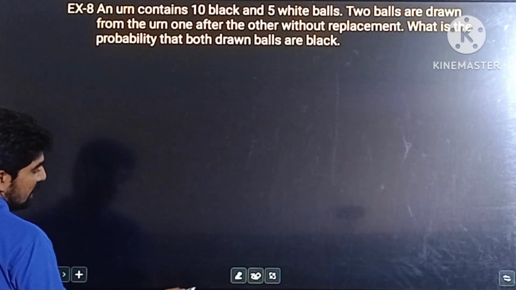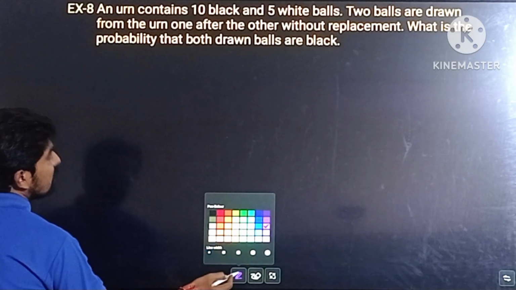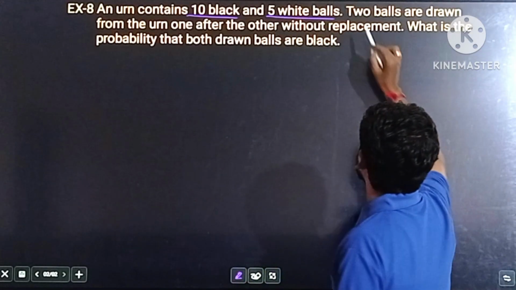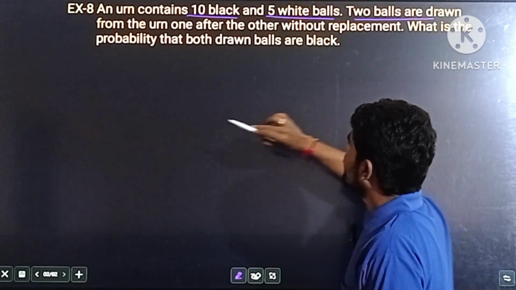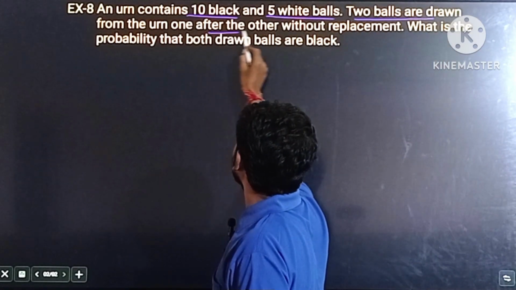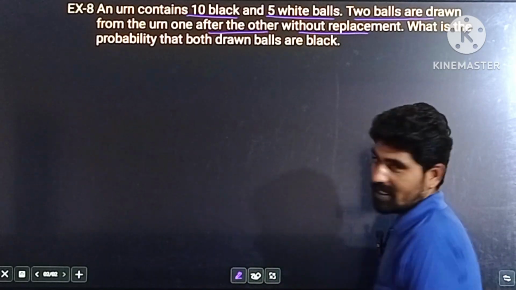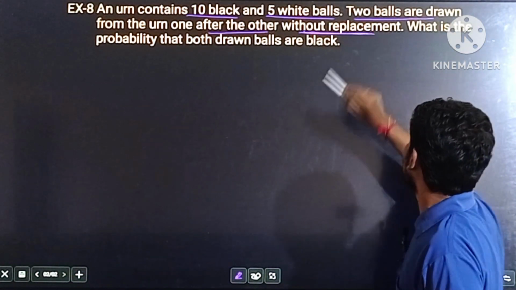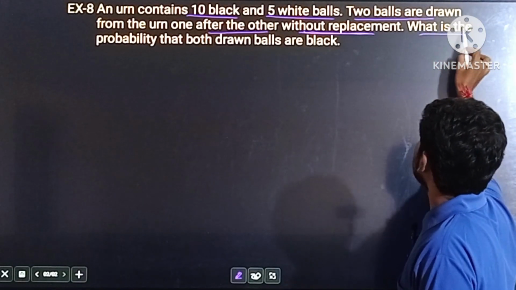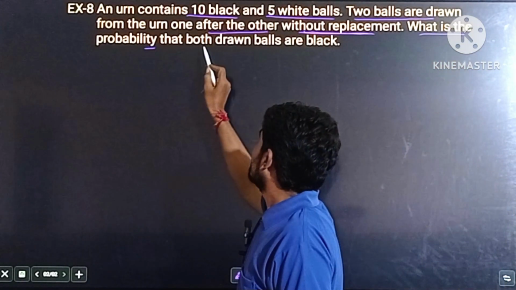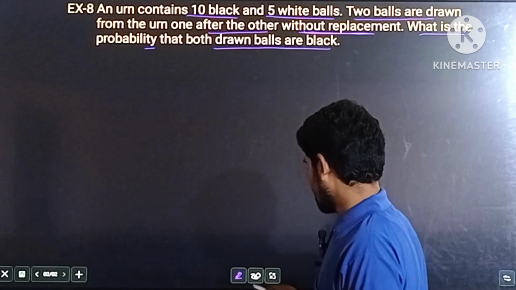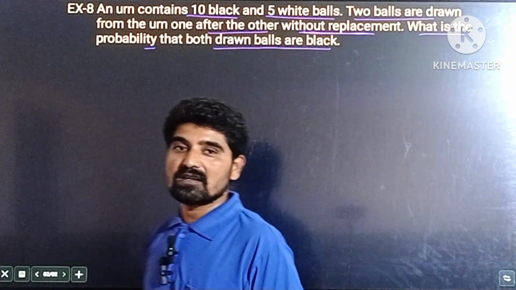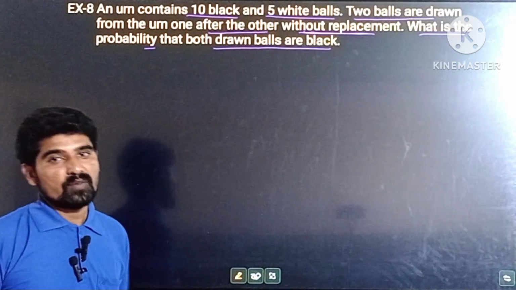The question is, an urn contains 10 black balls and 5 white balls. Two balls are drawn from the urn one after the other without replacement. In which manner is he drawing the two balls? Without replacement. And the question is, what is the probability that both drawn balls are black? So here we need to identify the probability that both balls drawn are black balls.